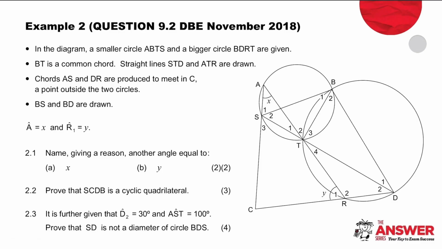In example 2, we are working with a slightly more complicated sketch because there are two circles involved, and we are working with unknown values because we are working with x's and y's. That doesn't mean the question is difficult. It just means we might need a slightly different approach.